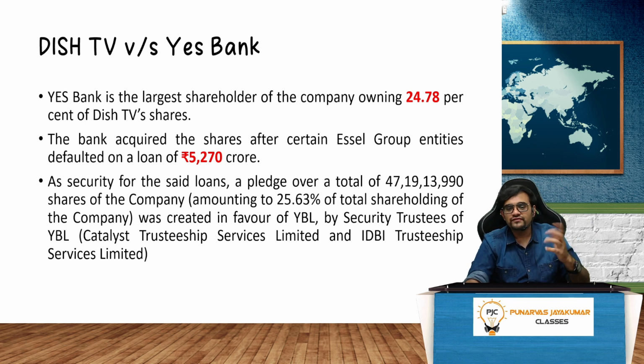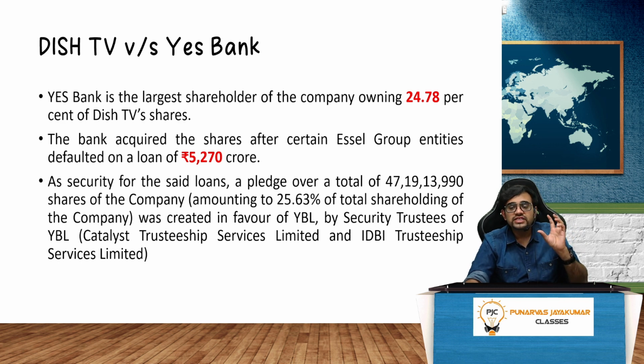So there was a pledge of almost 47,19,13,990 shares of the company, amounting to around 25.63% of the total outstanding shares of the company, in favor of Yes Bank. It was created in favor of YBL, Yes Bank Limited, by security trustees. Of course, when you make a pledge, it is a bailment. It is just handing over the possession, not the ownership. The security trustees were handling the possession, and they are called Catalyst Trusteeship Services Limited and IDBI Trusteeship Services Limited.